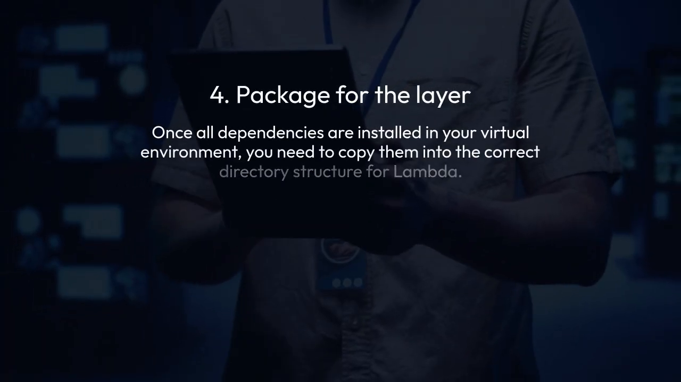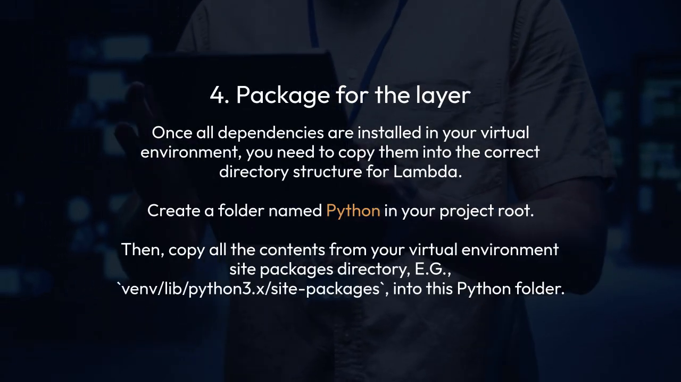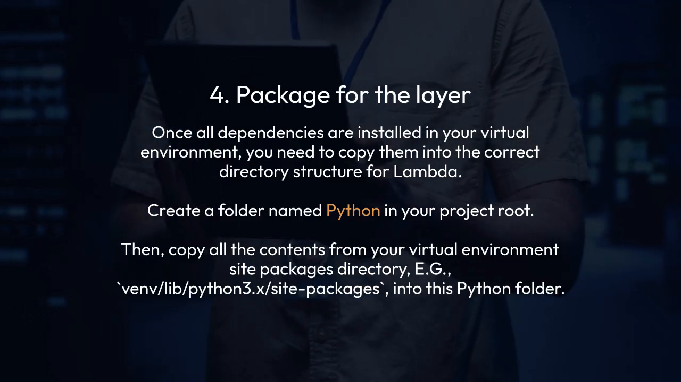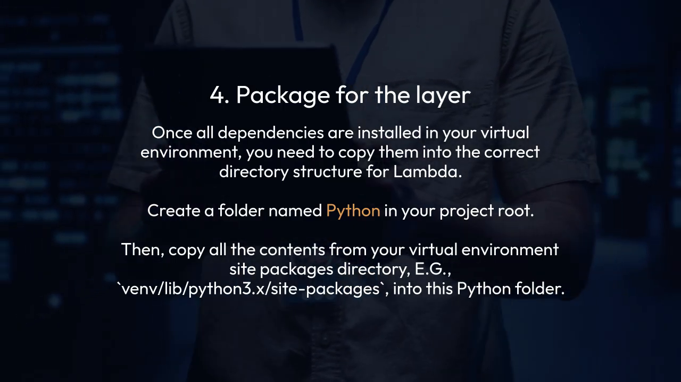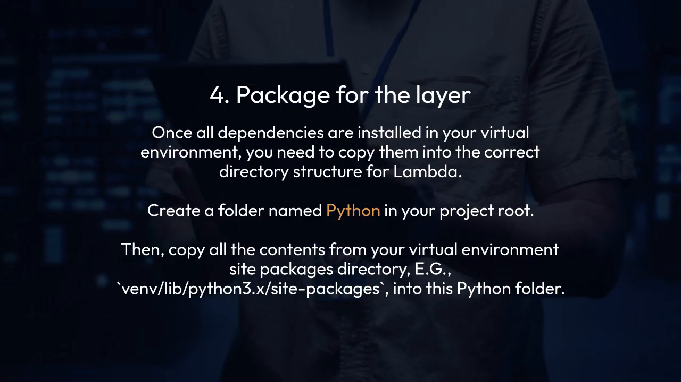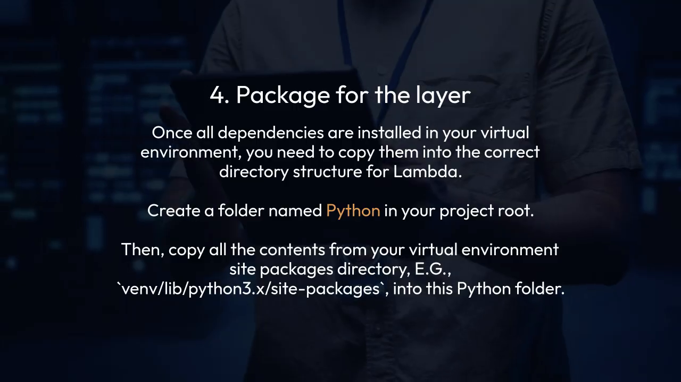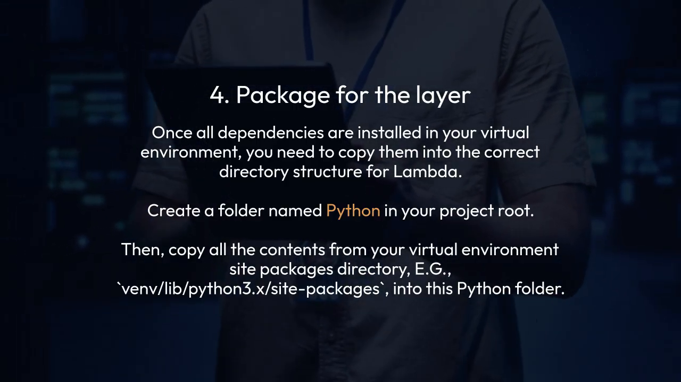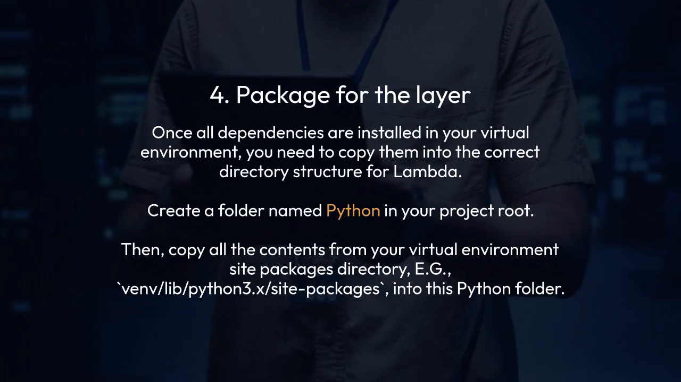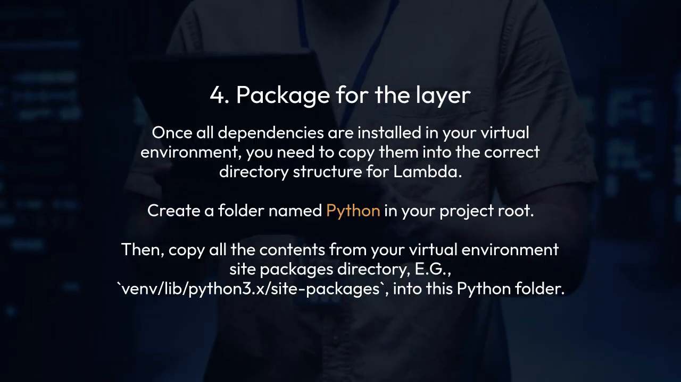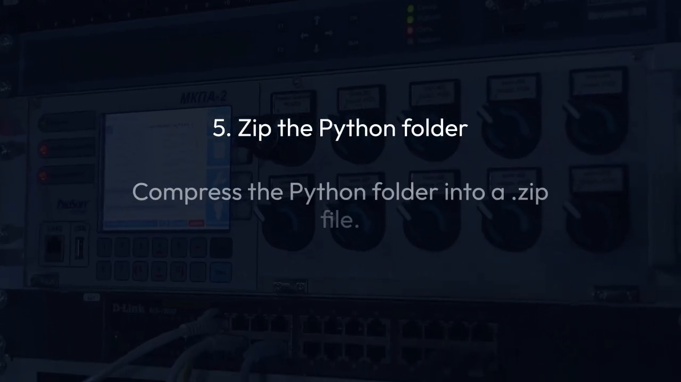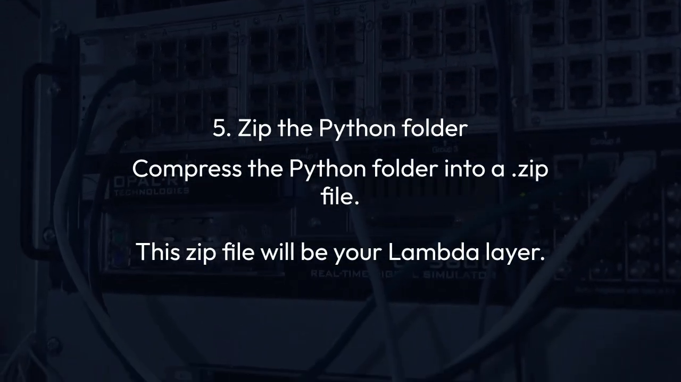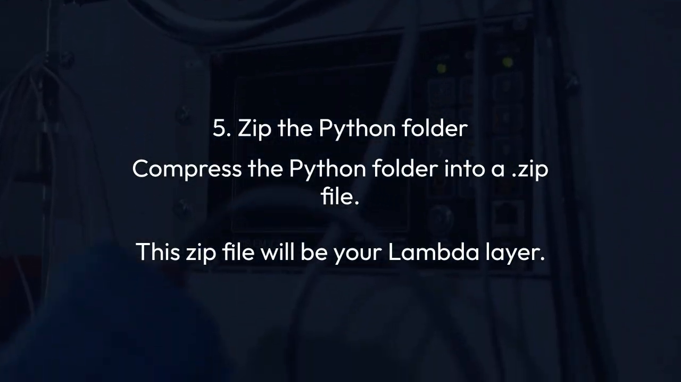4. Package for the layer. Once all dependencies are installed in your virtual environment, you need to copy them into the correct directory structure for Lambda. Create a folder named python in your project root. Then, copy all the contents from your virtual environment's site-packages directory, e.g., venv/lib/python3.x/site-packages, into this python folder. 5. Zip the python folder. Compress the python folder into a .zip file. This zip file will be your Lambda layer.